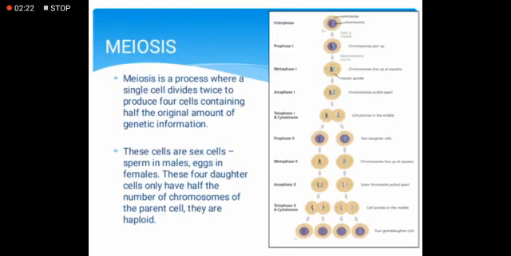Meiosis. It is a process where a single cell divides twice to produce four cells containing half the original amount of genetic information. These cells are sex cells, sperms in male and eggs in female. These four cells only have half the number of chromosomes of the parent cell, they are haploid. Meiosis involves two sets of cell division.